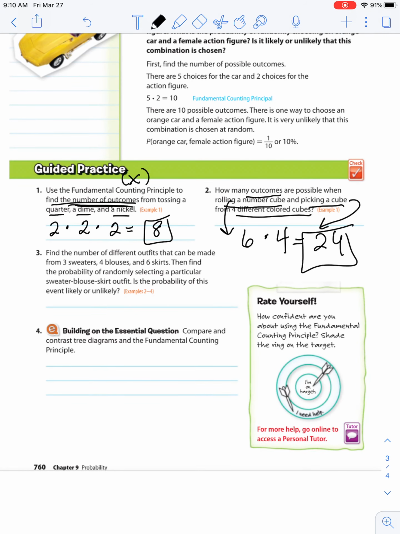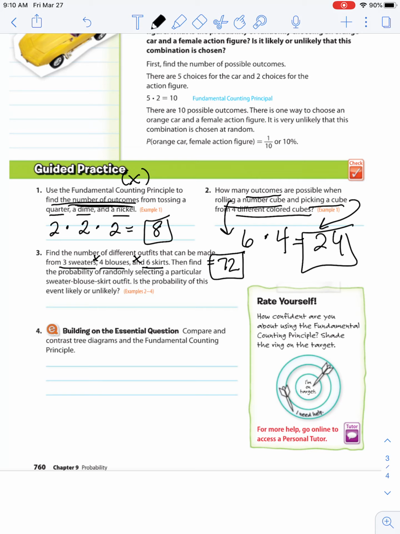Number 3, we need to find the number of outfits that can be made from 3 sweaters, 4 blouses, and 6 skirts. So I'm gonna just do that part first. So we're looking for number of outfits, so you guys just need to multiply. 3 times 4 is 12, and then 12 times 6 is 72. So there's 72 different outfits.